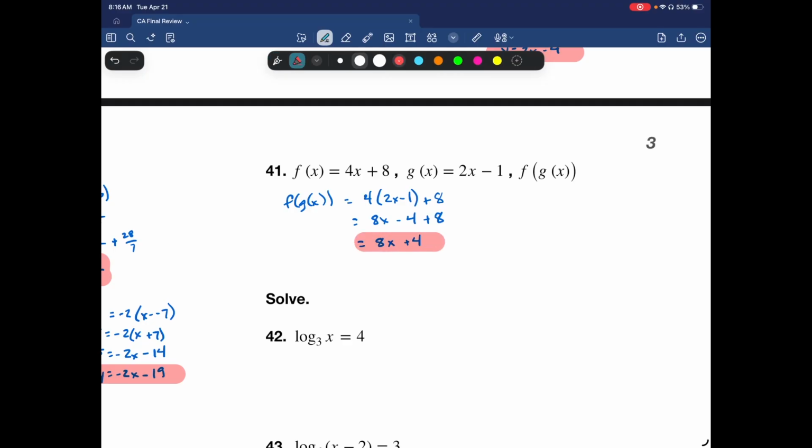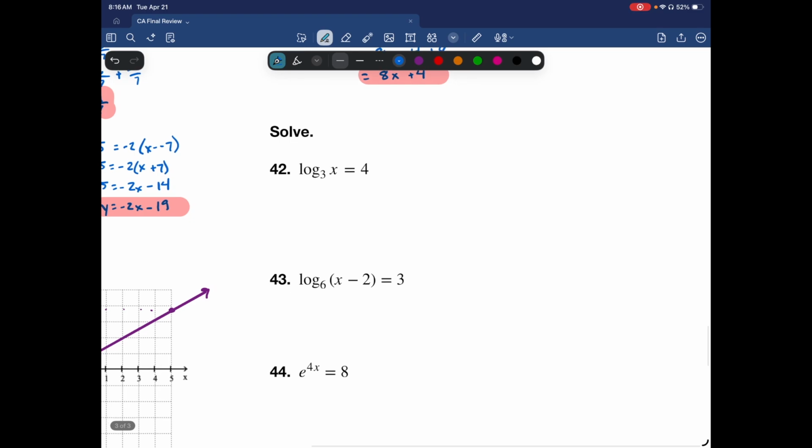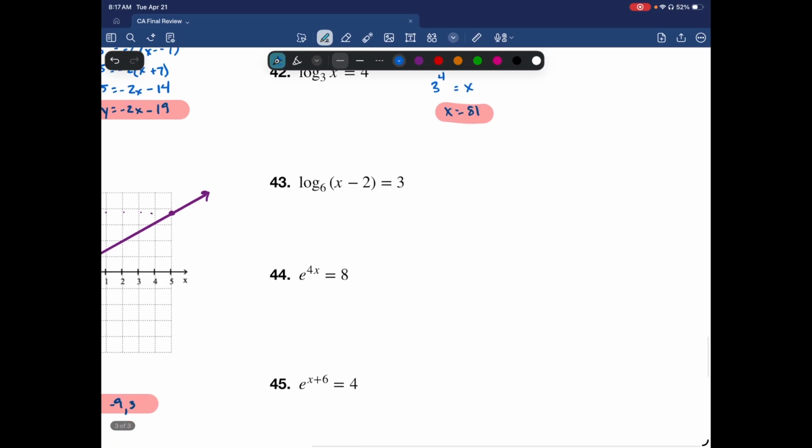All right, we're going to finish this thing up talking about exponents and logs. So on number 42 here, to solve this, let's say 3 raised to the 4th power equals x. And so 3 to the 4th is 81, so you get x is 81. It's pretty straightforward. On 43, similarly, I got 6 cubed equals x minus 2. Well, 6 cubed is 216. And then add the 2, and you get x is 218.